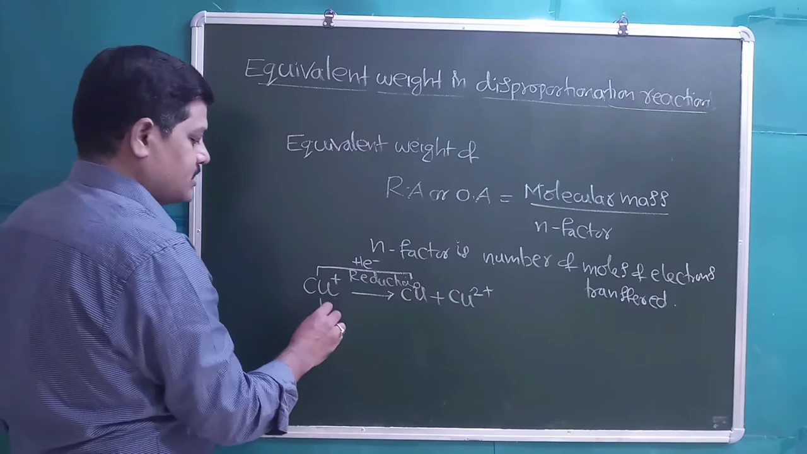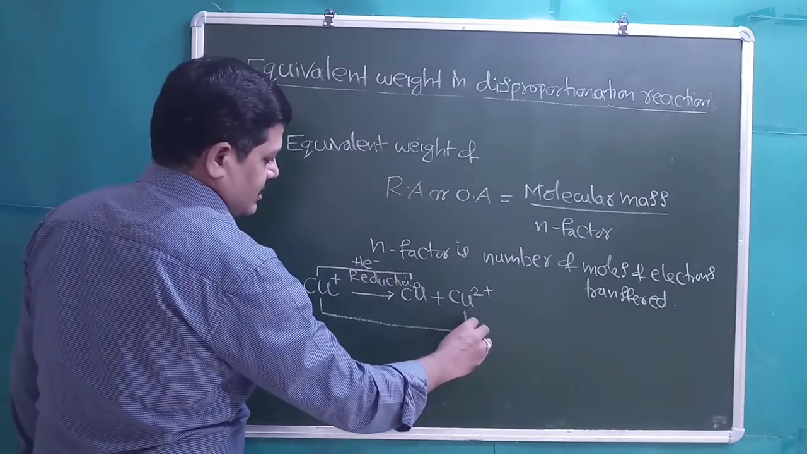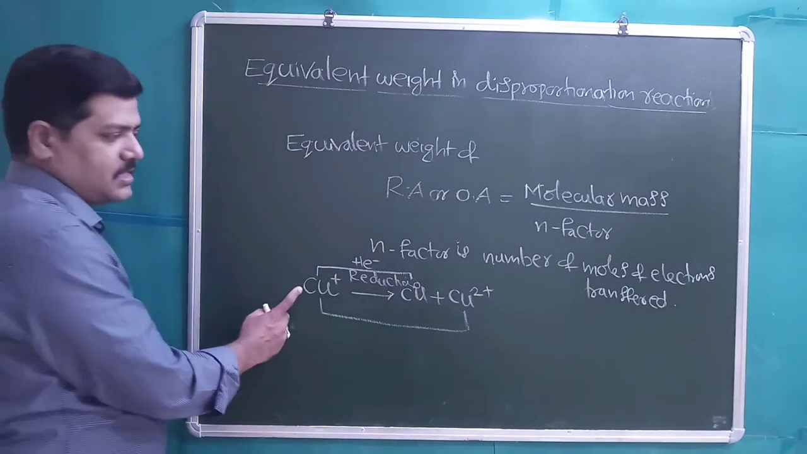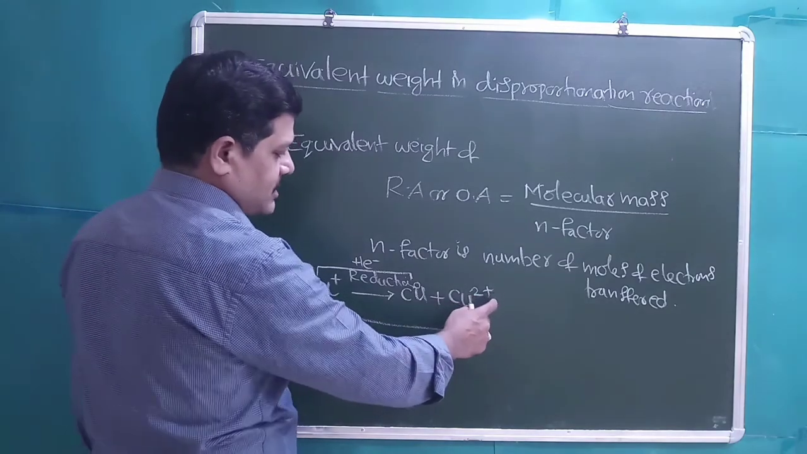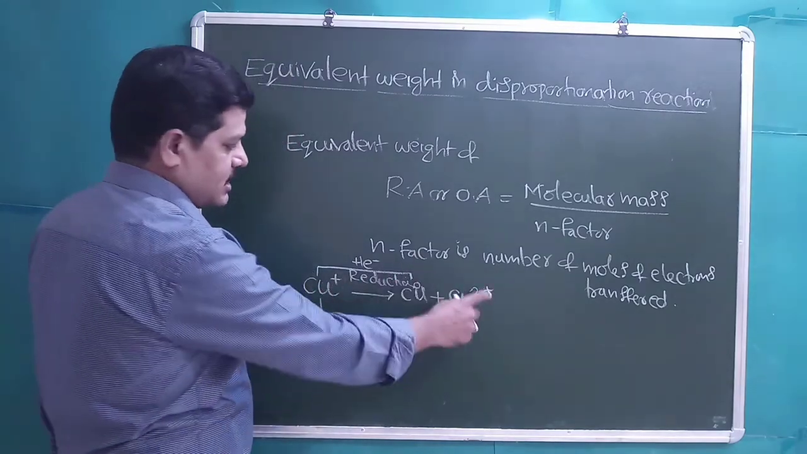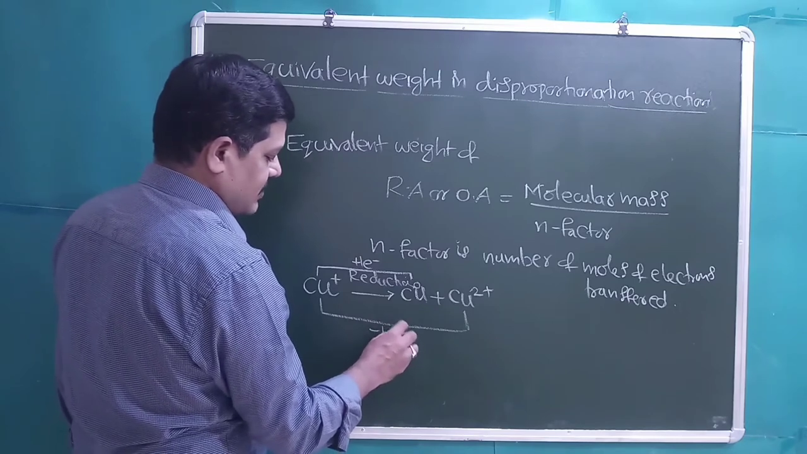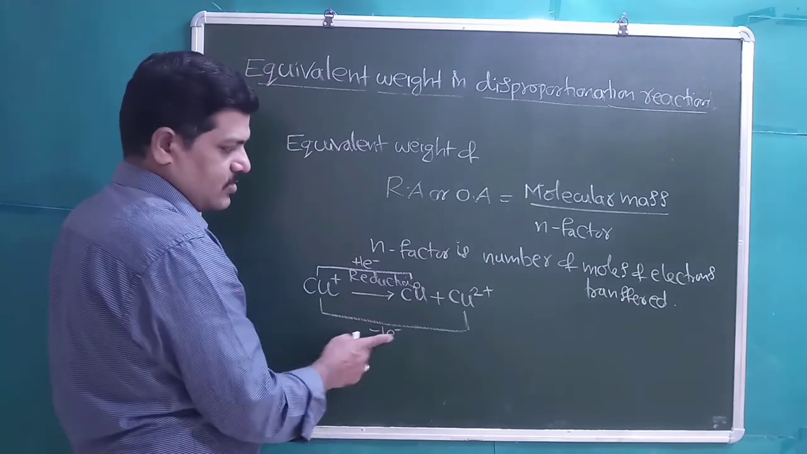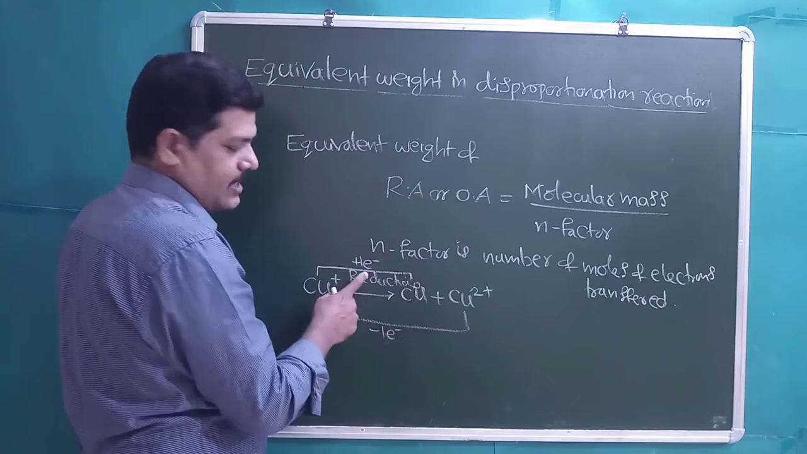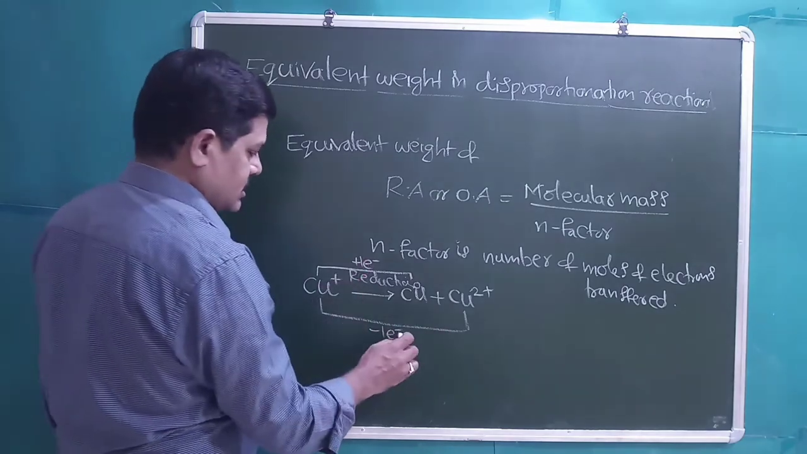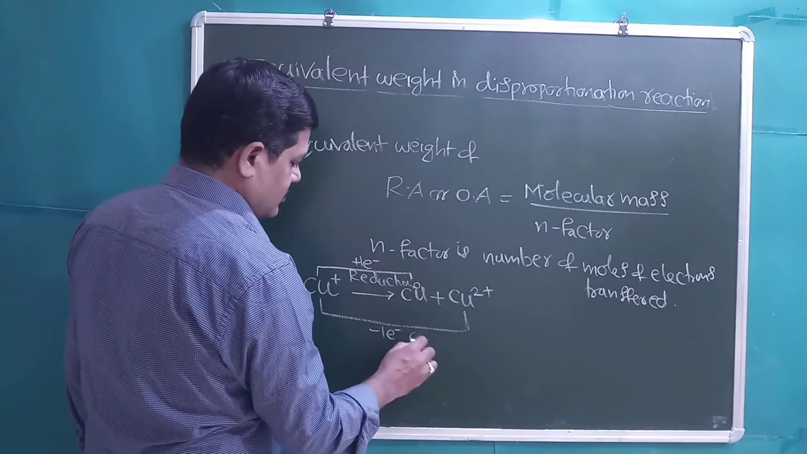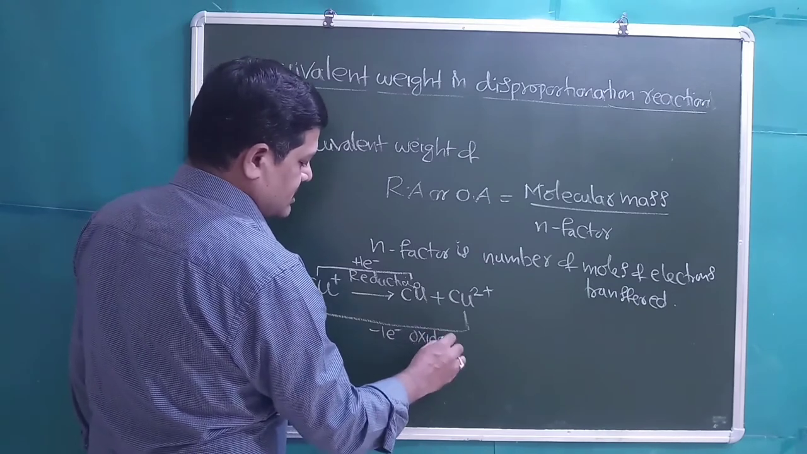Meanwhile, the same Cu is undergoing oxidation. Cu+ is converting into Cu2+, which means an increase in oxidation number, and that is called oxidation. Minus 1 electron: loss of electron is also called oxidation, and gain of electron is called reduction.